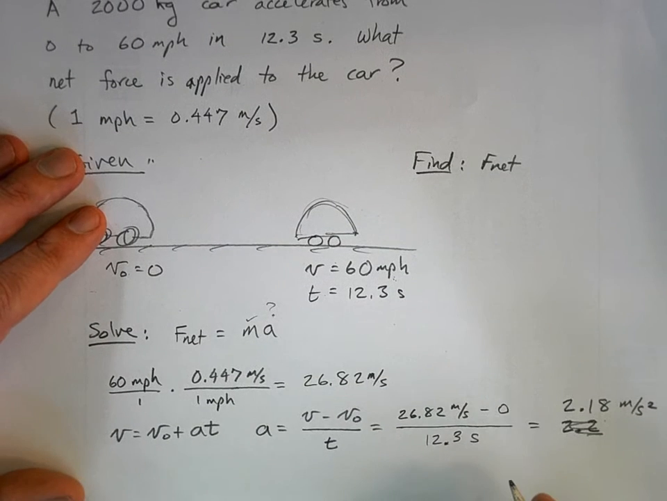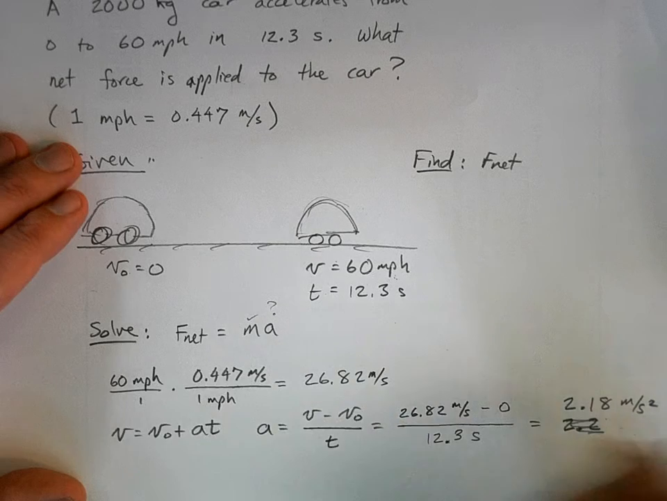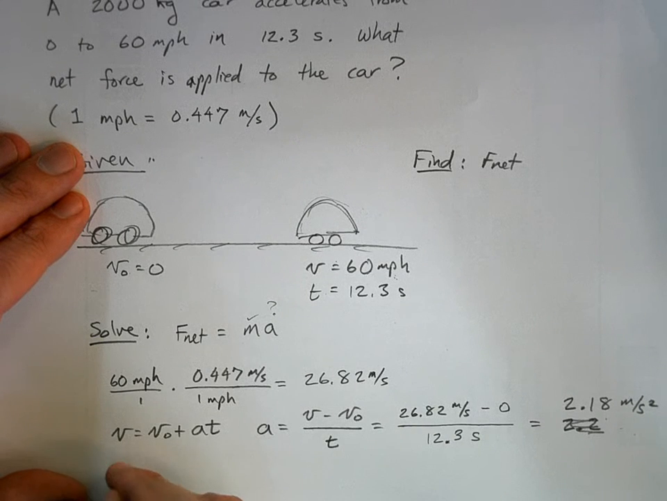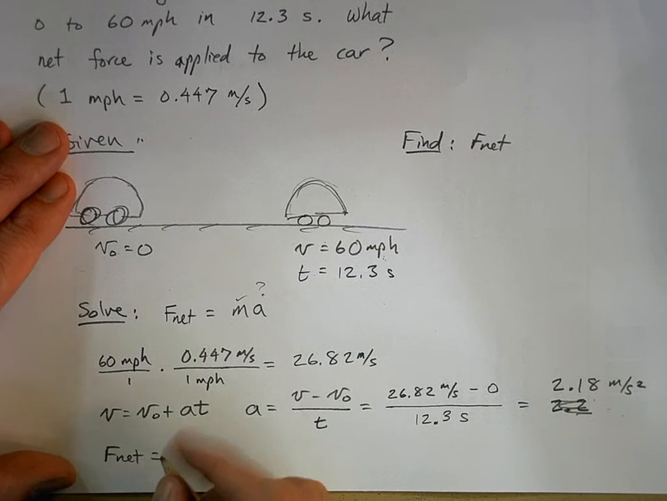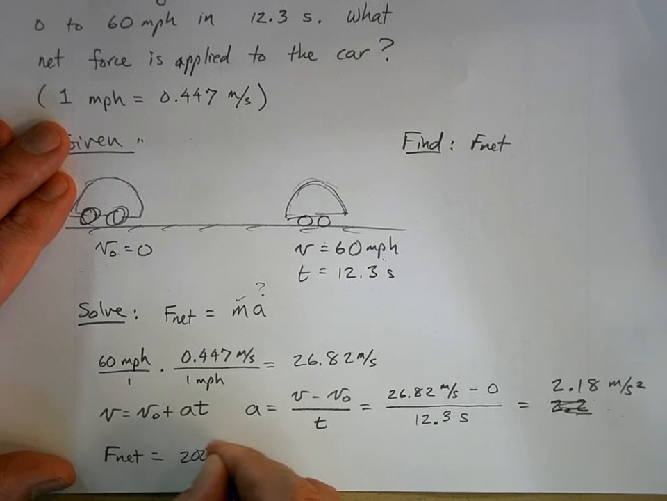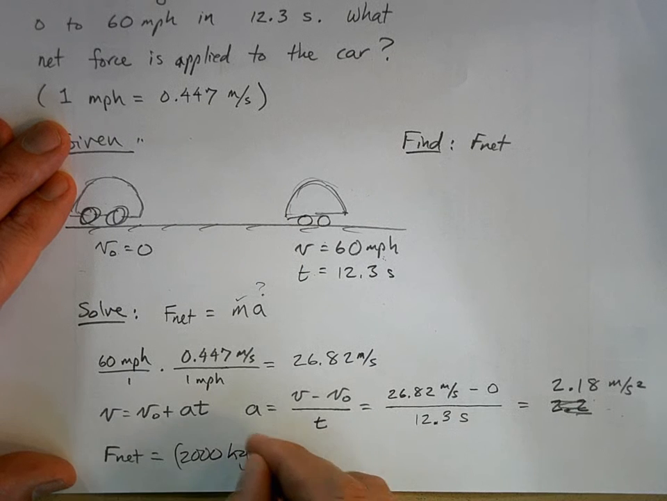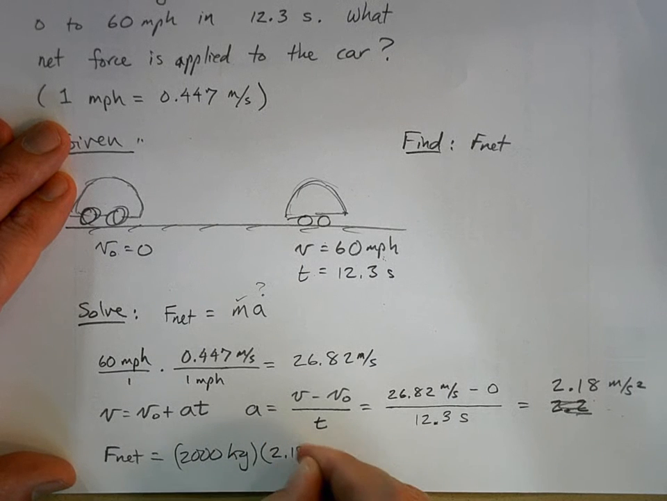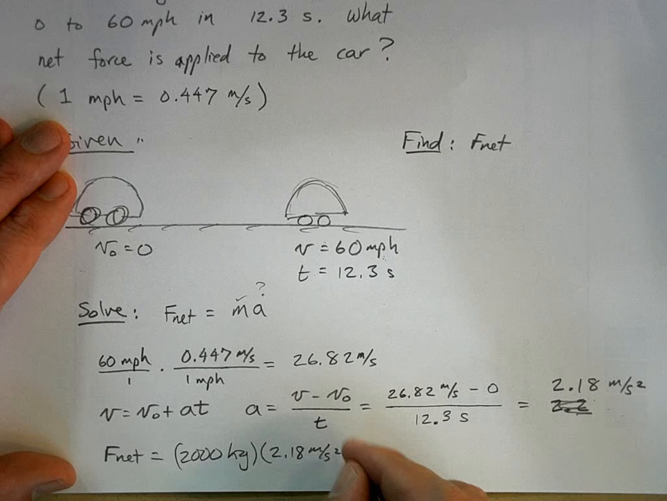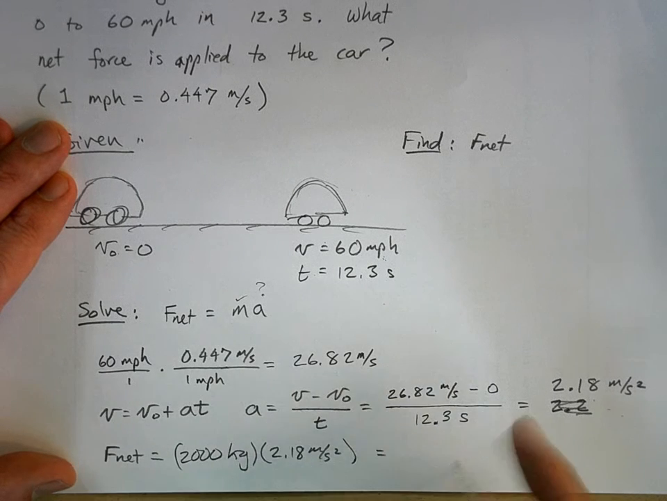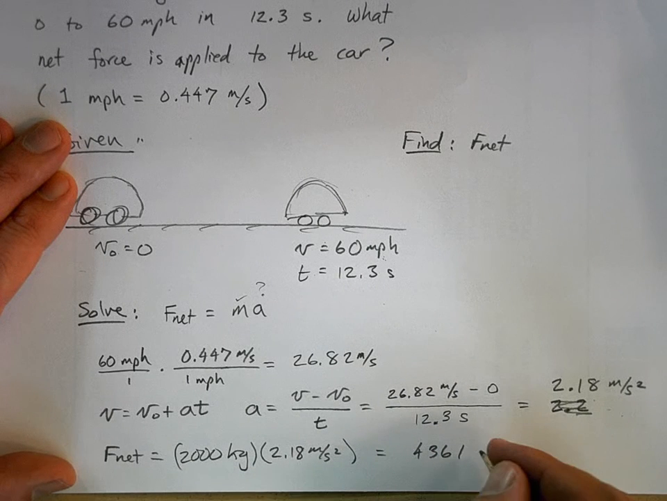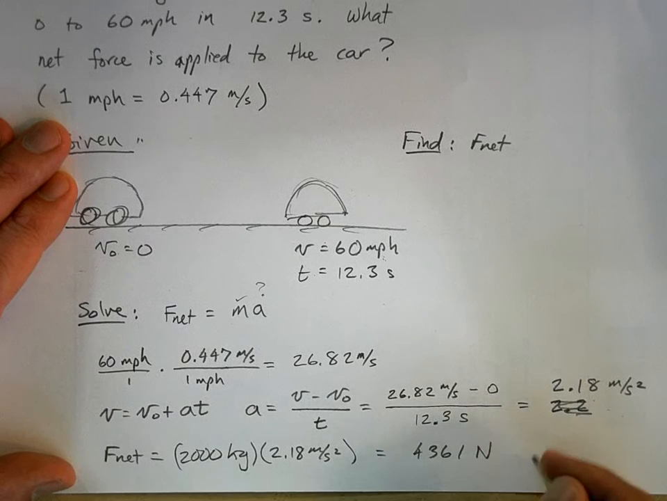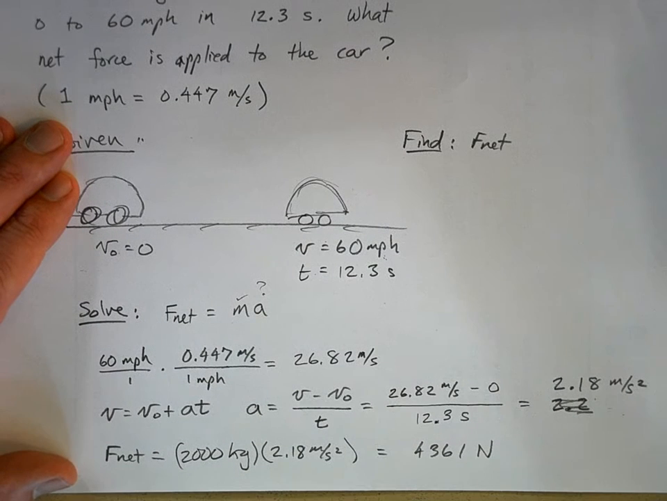And then now we know what the acceleration is. It's easy to figure out the net force. The net force will be 2,000 kilograms. We have to accelerate that much mass at a rate of 2.18 meters per second squared. And so what do you get? 4,361 newtons. Or you can round it off to 4,400 newtons.